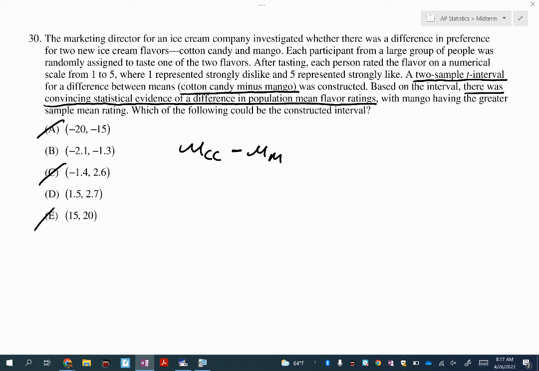The question says there's convincing statistical evidence that mango has a greater sample mean. So let's make up a number. The average between 1 and 5 for cotton candy, let's use 2. Let's pick a number for mango that's greater than 2. 3, sure. 4. What happens when you do this subtraction? You get a negative. So it has to be the negative interval.